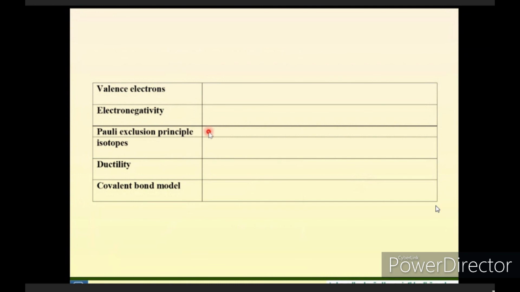Similarly, the Pauli exclusion principle. Again, I took this slide from my worksheet, just to give you an idea of what we will be doing in future worksheets, so you should be ready for that. No more than 2 electrons can be in one energy state. Isotopes have a different number of neutrons. Ductility is the flexibility of the material. Metals are ductile in general.